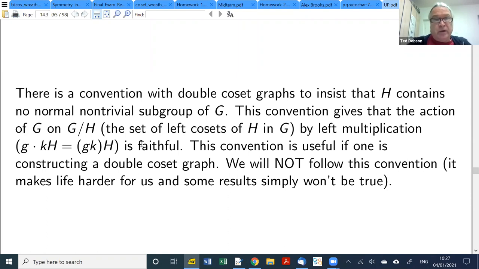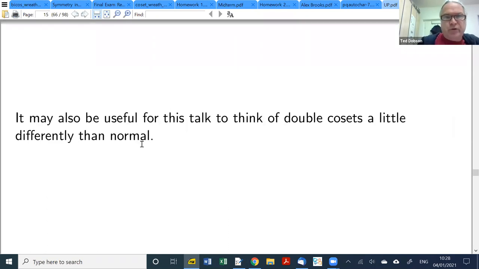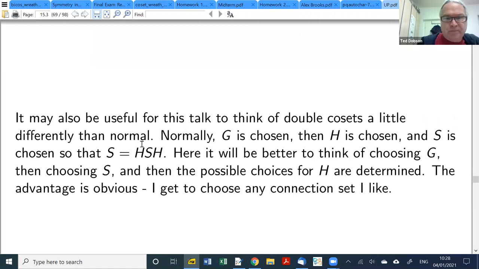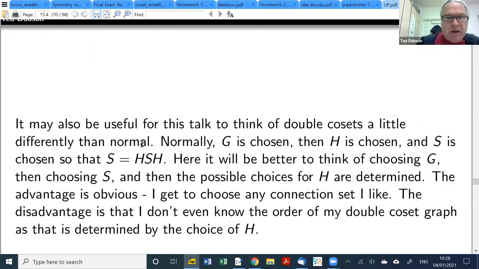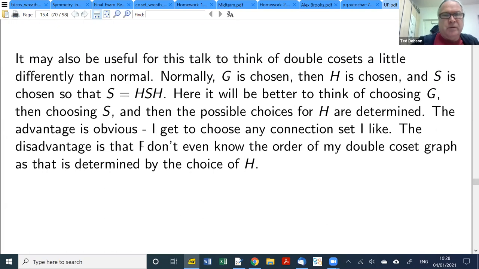It actually turns out that for our purposes, this makes life harder. And some of the things I'll tell you later aren't even going to be true. So the convention is good in some situations, it's not in others. I'm going to break convention in another way as well. I like to choose my connection set to be anything I like. That was sort of built into the definition before.